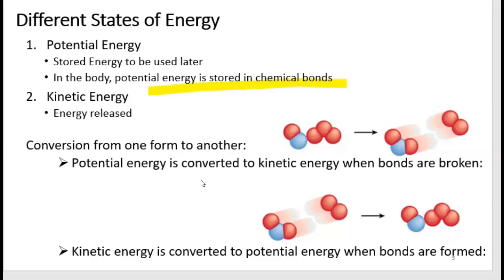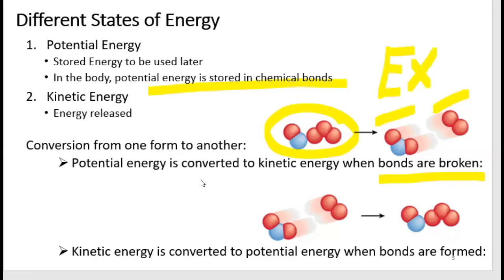Now we can convert one form of energy to another when bonds are either formed or broken. So when a chemical reaction happens where something has been broken down, so we have a large molecule here broken down into two smaller molecules, we know that potential energy has been converted to kinetic energy because the bonds have been broken and energy has been released. You could also call this an exergonic reaction. I'm sorry this is yellow, but it's faster that way.